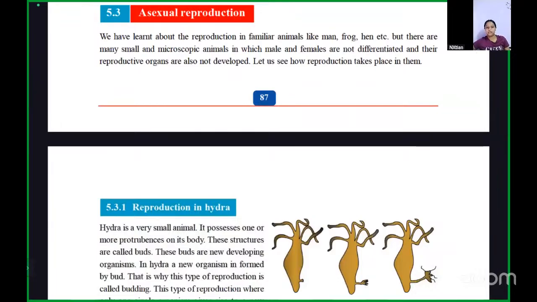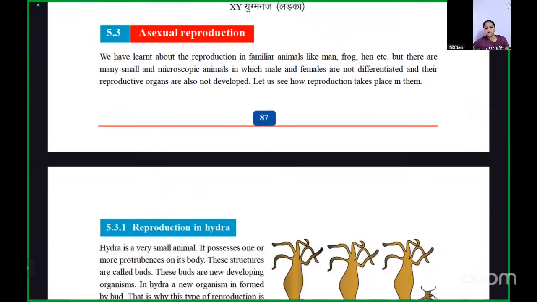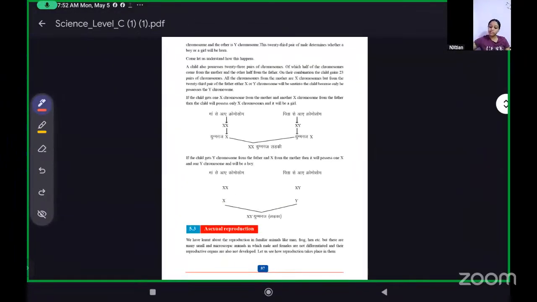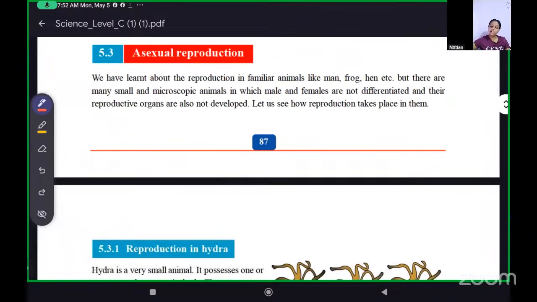Yes, perfect. Now we were talking about asexual reproduction. What is the major difference between sexual and asexual reproduction? In asexual reproduction, there is no use of the reproductive parts of the organism, but reproduction takes place in another manner.